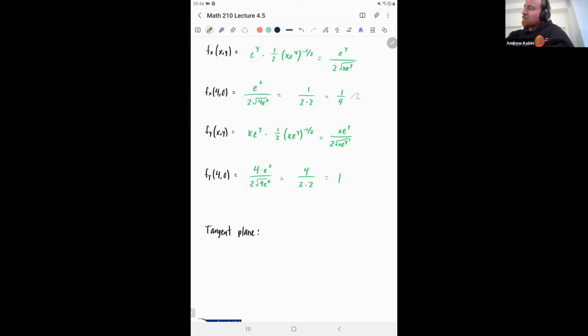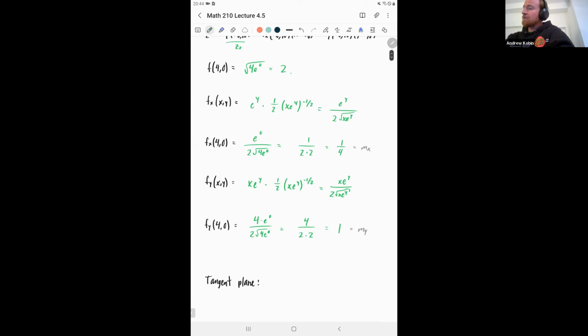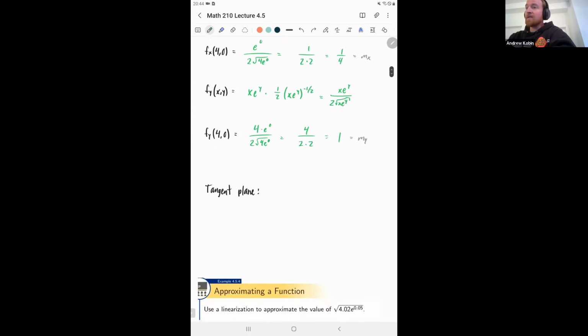I said this out loud, but just to remind you, this is really our mx, and this is our my, from a previous video for the general form of a tangent equation. And then the intercept is given by, well, the intercept can be solved for in general, but this is really the key piece of information we need to write this whole point slope form down.